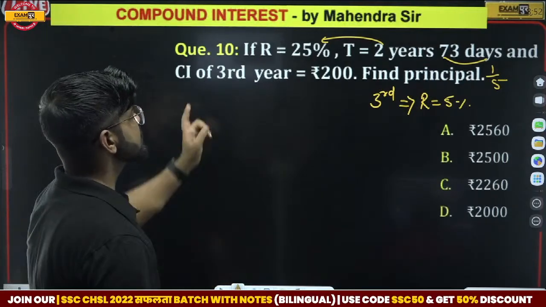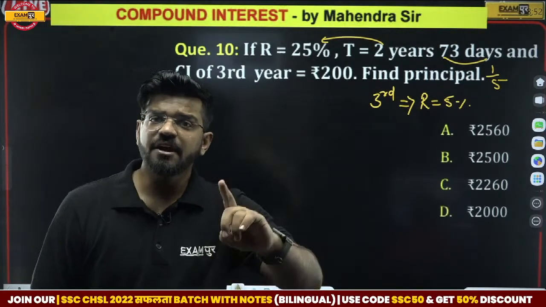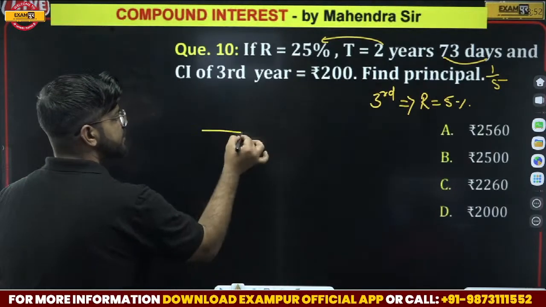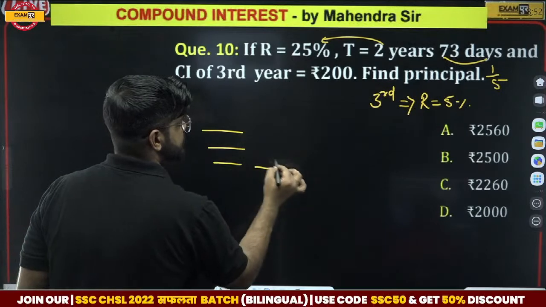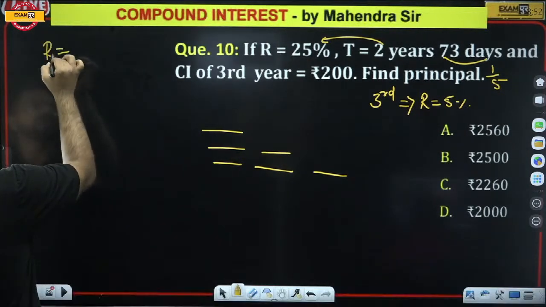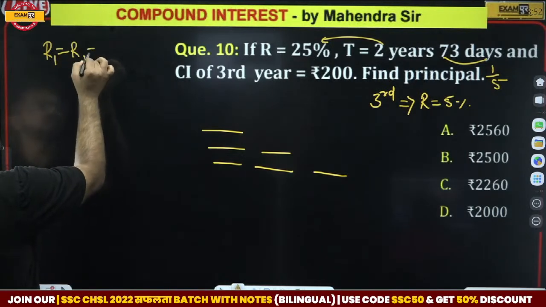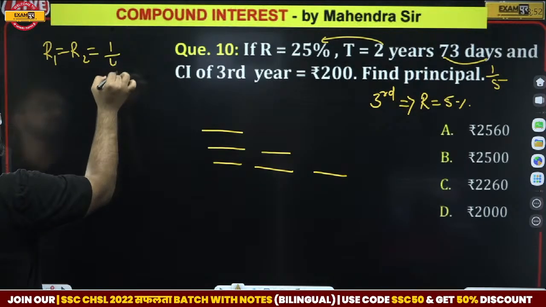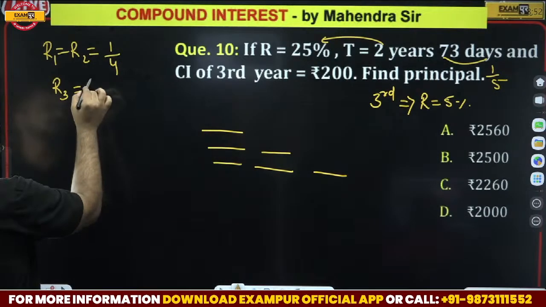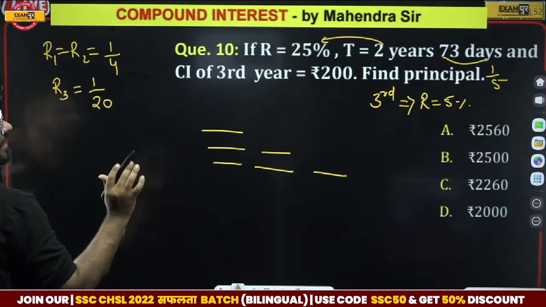So what is given? CI of the third year is given. If the CI of the third year is given, then we cannot use the ratio method. Now we are going to solve it by the slab method. R is equal to 25. R1 and R2 both are 25%. 25% means 1 by 4. R3 is 5%, that means 1 by 20. Clear to all of you?